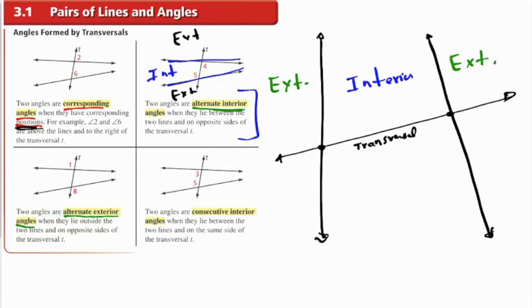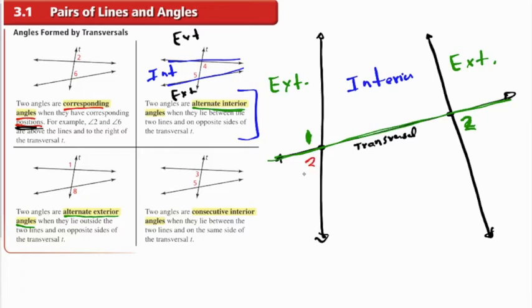So it needs to alternate which exterior region it's in, but it also needs to switch which side of the transversal it is on. So angle 1 is above the transversal, angle 2 is below the transversal. Angle 1 is in the left exterior region, angle 2 is in the right exterior region. So it's alternating which exterior region, but it's also alternating above and below the transversal.